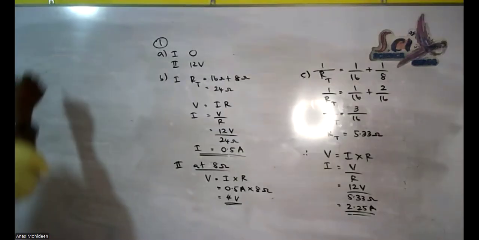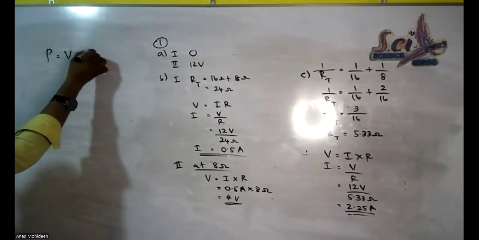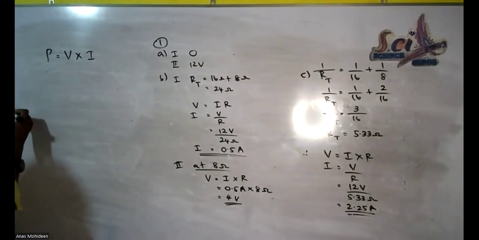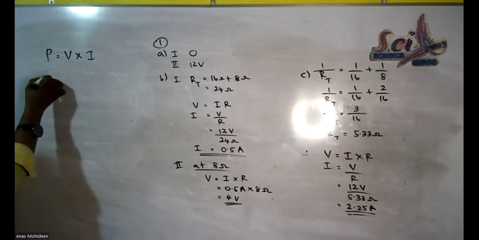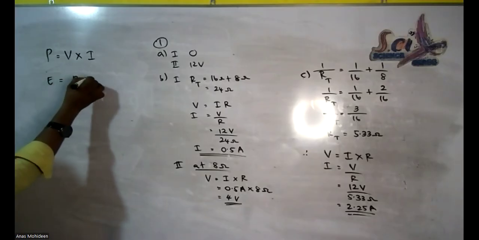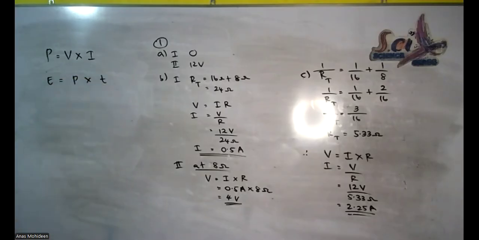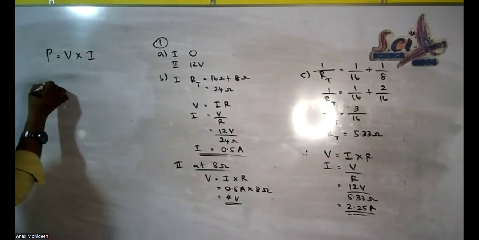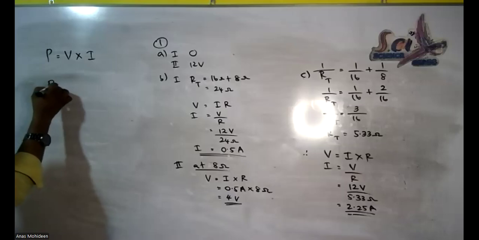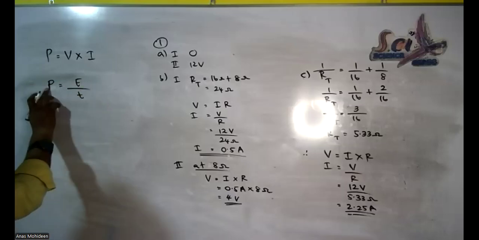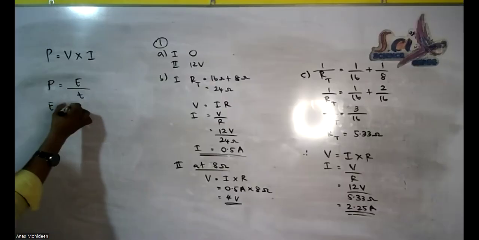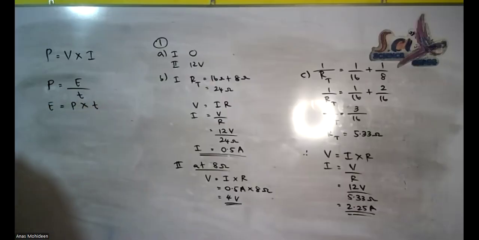What are the equations? Power equals voltage into current. This is how you find out the power in electric circuits. And then energy is equal to power into time, because power is equal to energy over time. Power is equal to work done or energy spent over time. How much energy transferred per unit time is called power. So rearranging the equation, energy equals power into time.